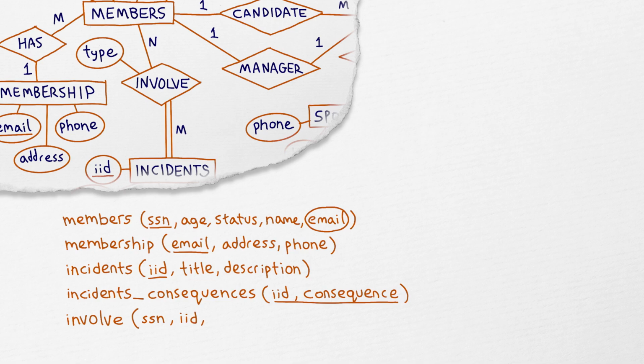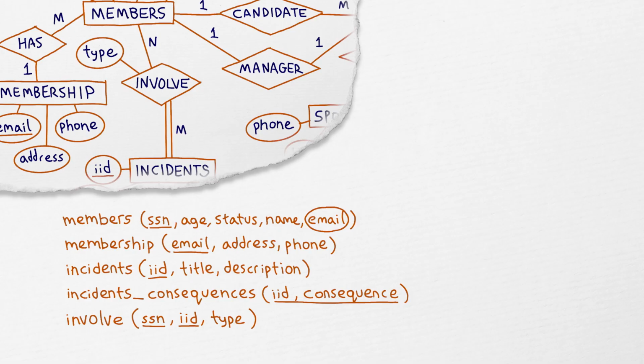Because it's a many-to-many, we're getting the keys from two places. So we underline this together and it will be the primary key. The social security and the IID will be the key. And now involve has by itself an attribute. So that will be type. Type is not part of the key there. So then we close this.